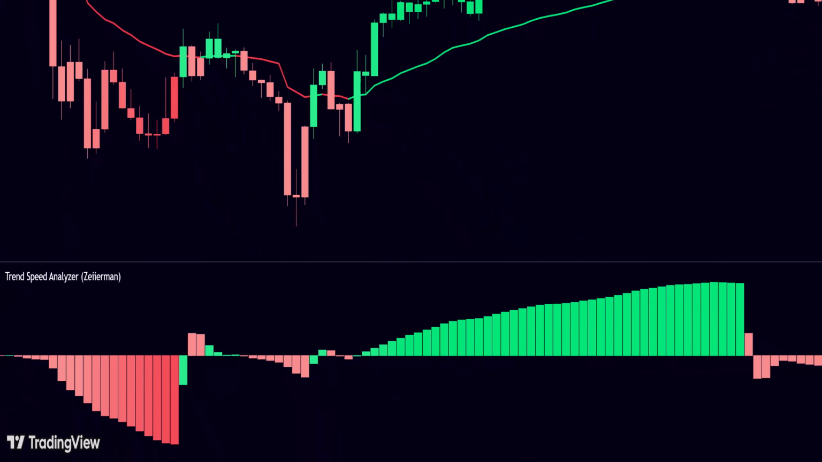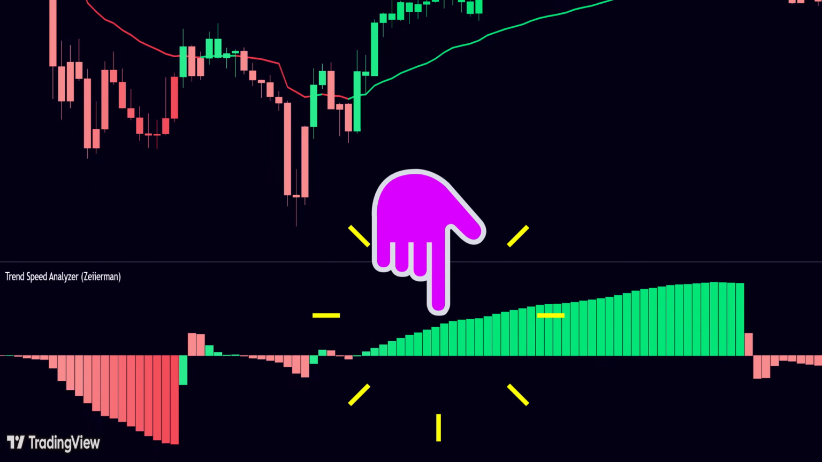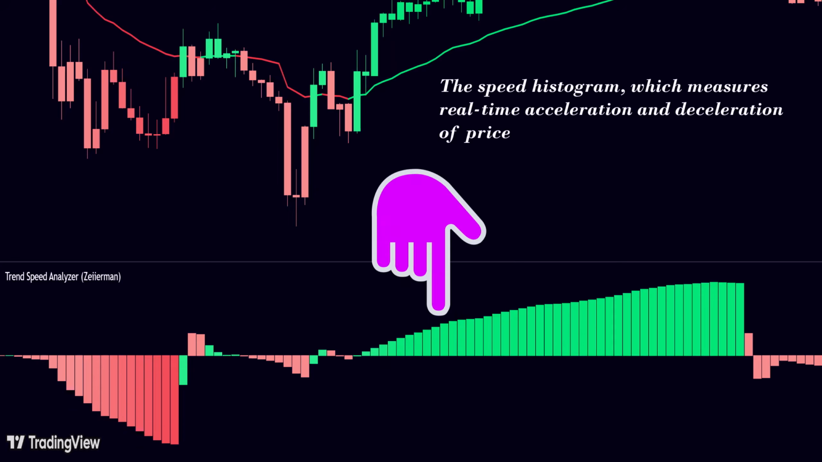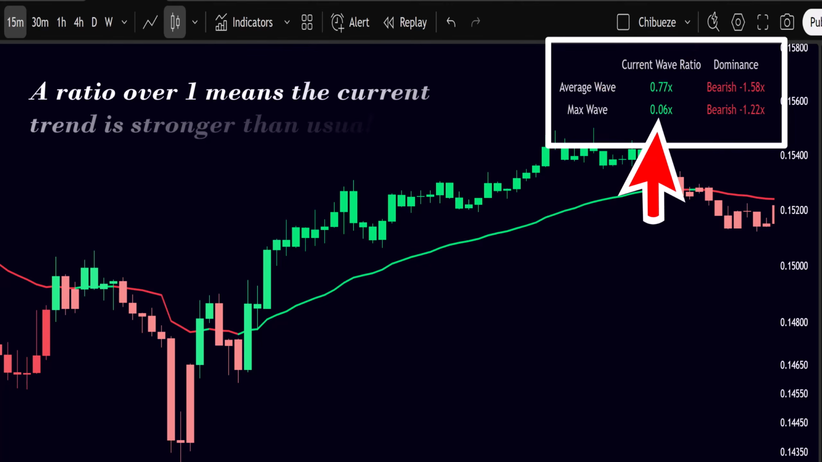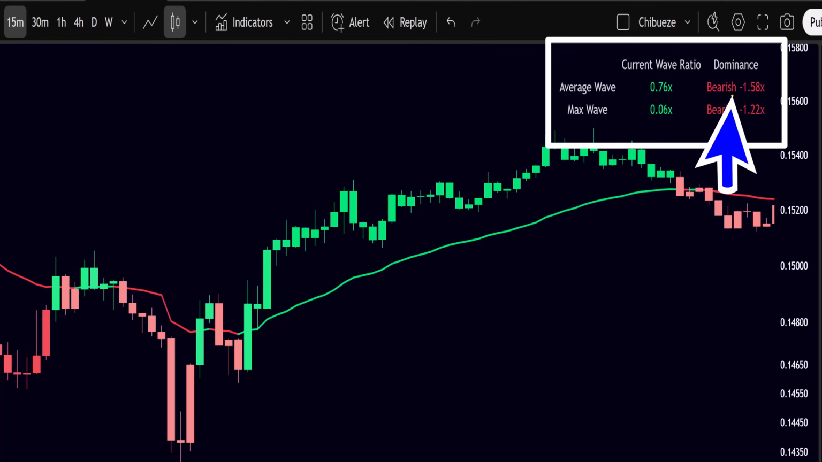Then at the bottom of your chart, you'll see the speed histogram, which measures real-time acceleration and deceleration of price, like the engine room of the indicator. The third component, the information table, displays stats like average wave sizes, dominant direction, bullish or bearish, and something called the wave ratio. A ratio over 1 means the current trend is stronger than usual, while dominance values show who's currently in control, which could be the bulls or the bears.